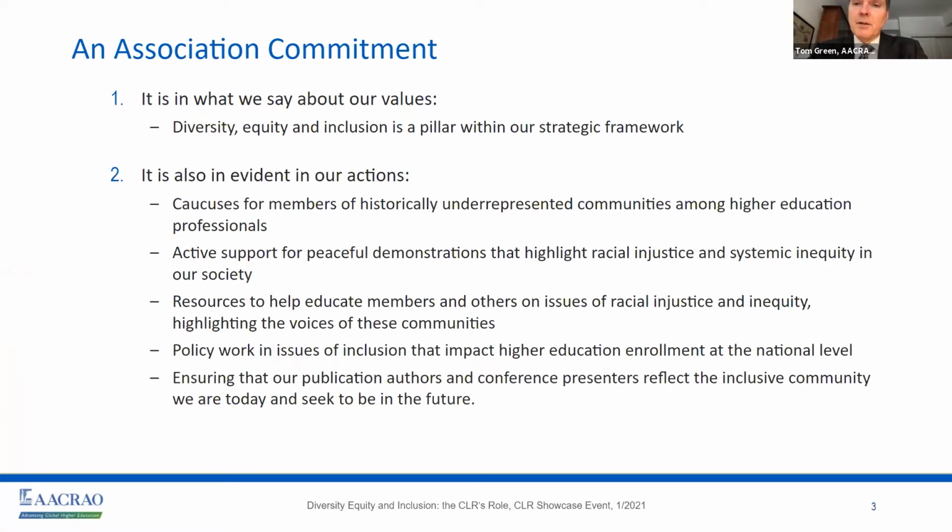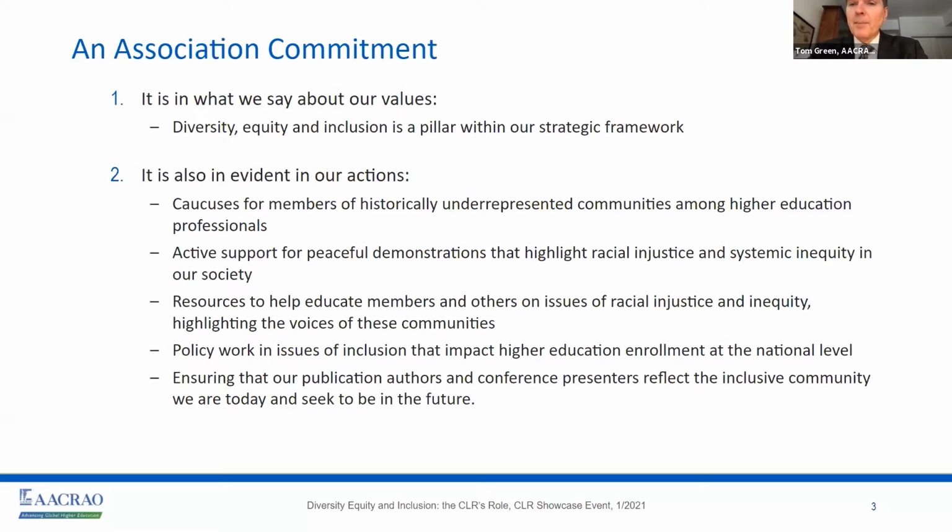And I think the last year, certainly the murders of George Floyd, Ahmaud Arbery, and Breonna Taylor brought such a focus and made us all rethink more deeply what we were doing about equity and how all of our daily lives and our work impacted equity and were impacted by it. So at AACRAO, we're really strongly committed to this. It's within our strategic framework, diversity, equity, and inclusion, but it's also in a lot of the actions that we take as an association.